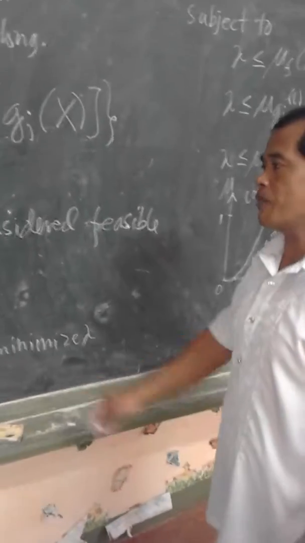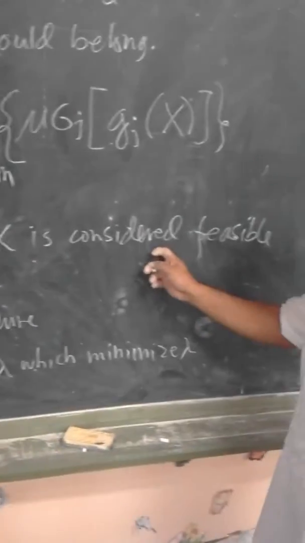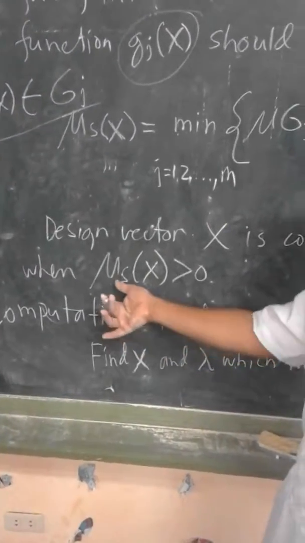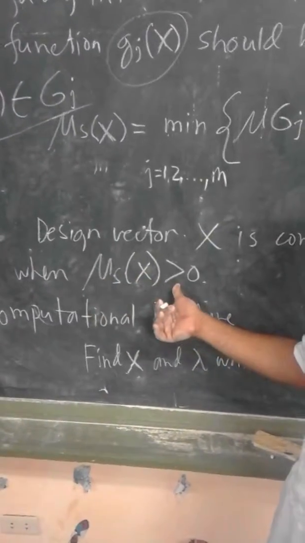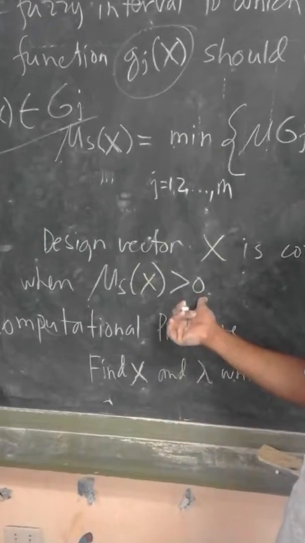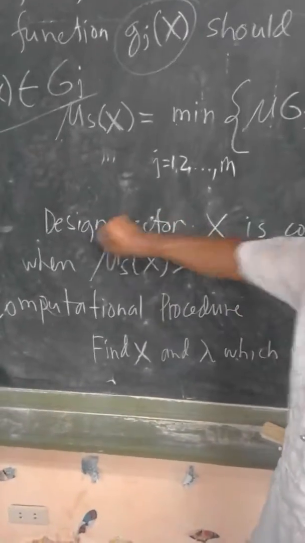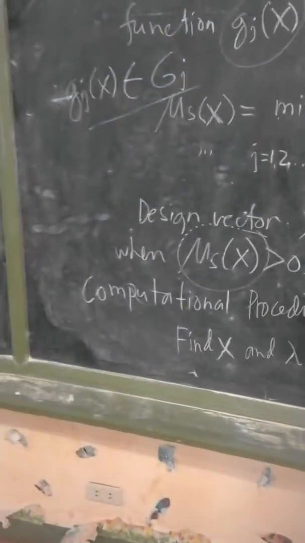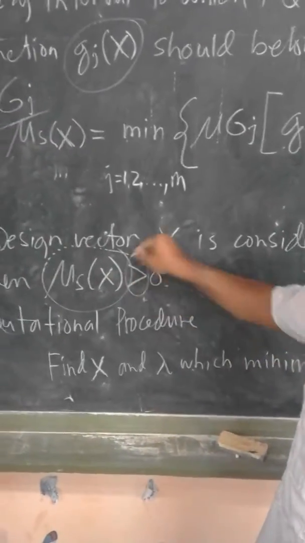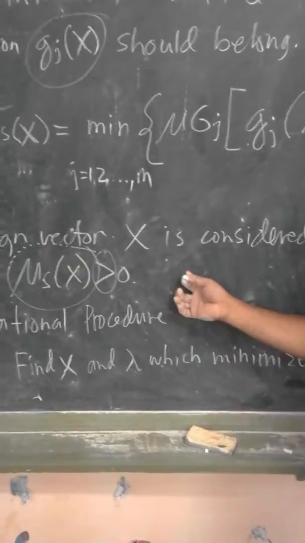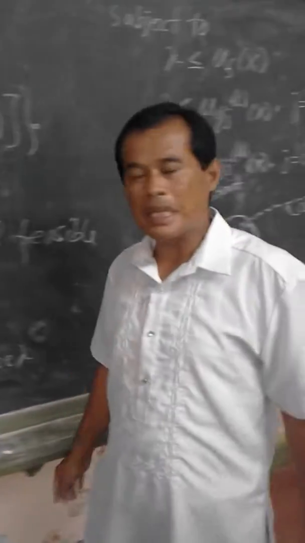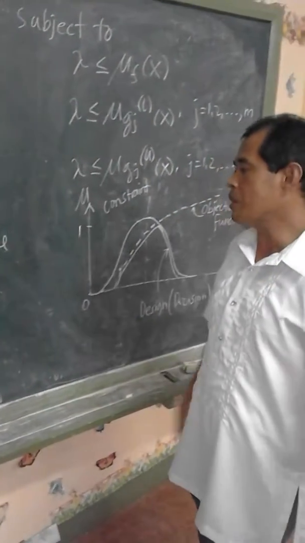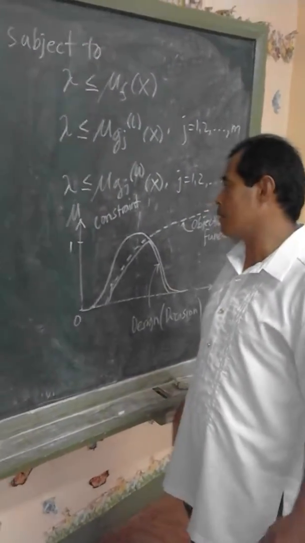Okay, therefore the design vector is considered feasible when the membership function of x with respect to S is greater than 0. Meaning, it should be a positive value because it's greater than 0. If it so happens that this is less than that, we cannot come up with the right decision. So no decision, meaning no solution at all.